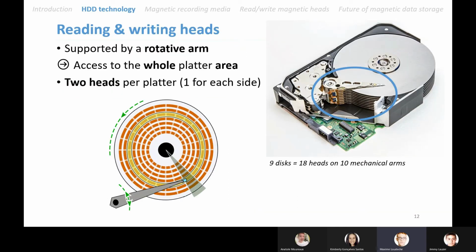The reading and writing heads can access the whole surface of the disk with the help of a rotating arm. As you can see in this figure, the disk rotates on itself and the head makes small movements, small rotations, that allow it to browse the whole disk. It looks simple on paper, but we have to keep in mind that the disk rotates at a speed of around 10,000 turns per minute, and so the arm must follow the rhythm. It's in fact impossible to see the head move with the naked eye.